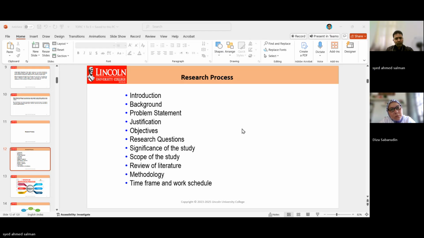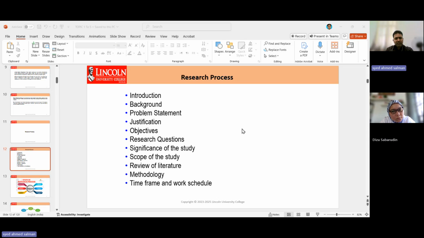Then after that, you are going to write the significance of the study. After that, you are going to write the scope of the study. After that, you are going to write the literature review. In the literature review, you are going to highlight the independent variables, dependent variables, theories, and the empirical literature review.